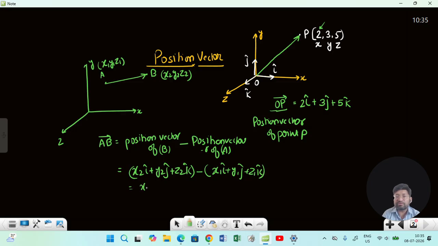If we solve this, it will be (x2 minus x1) i cap plus (y2 minus y1) j cap plus (z2 minus z1) k cap. So this vector will be the AB vector, which is final minus initial, which means the position vector of point B minus the position vector of point A.